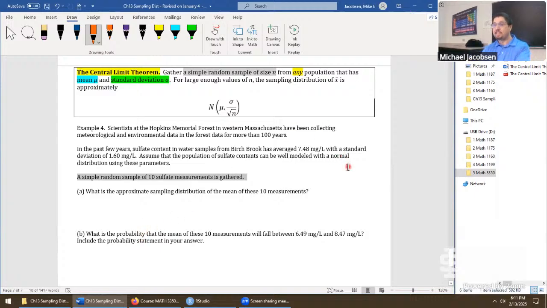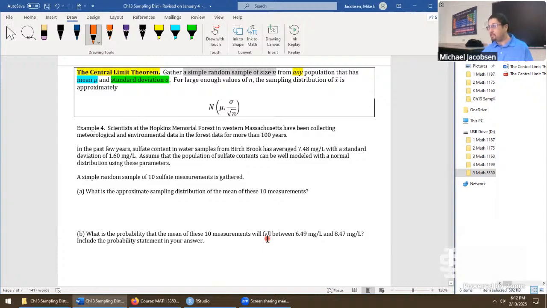But let's read the context in full and see exactly what's going on. It starts off by saying scientists at the Hopkins Memorial Forest in Western Massachusetts have been collecting meteorological and environmental data in the forest for more than 100 years. So they have really great data. But keep in mind, 100 years of data doesn't mean you know exactly what's going on in the population, because populations change with time. So something could change quite a lot from one year to the next, and it's as if you have no data.